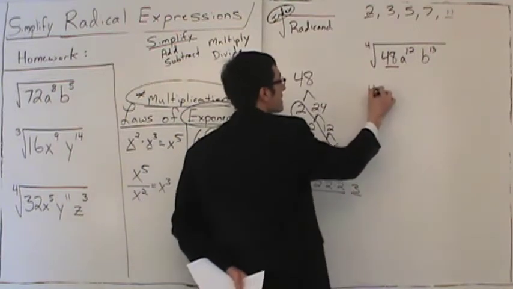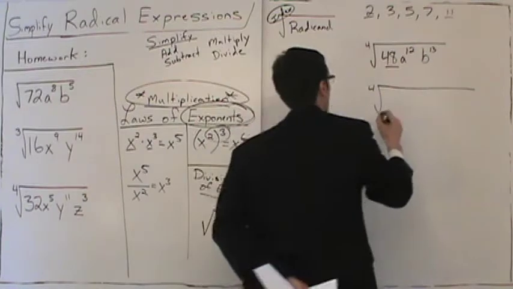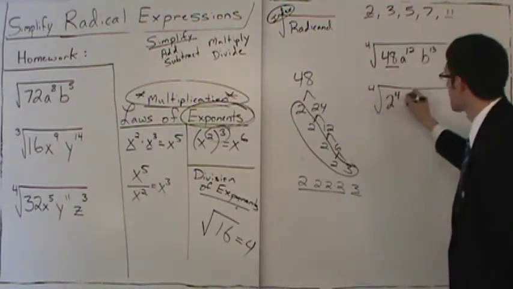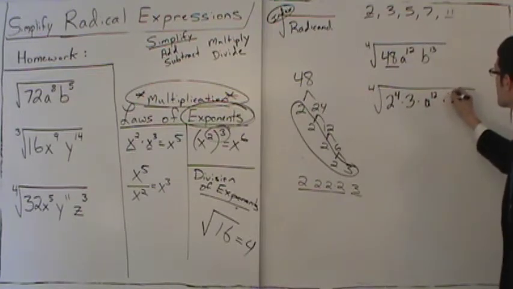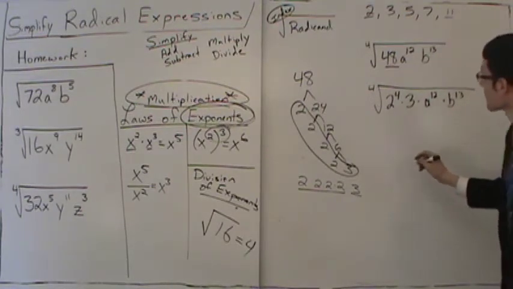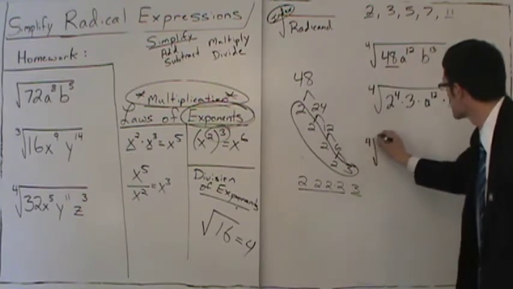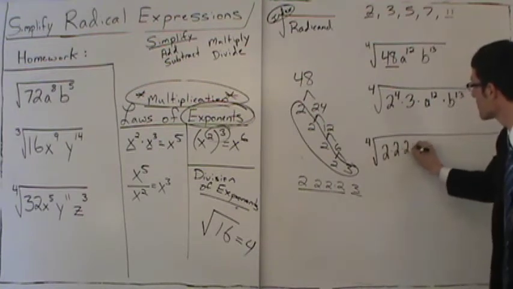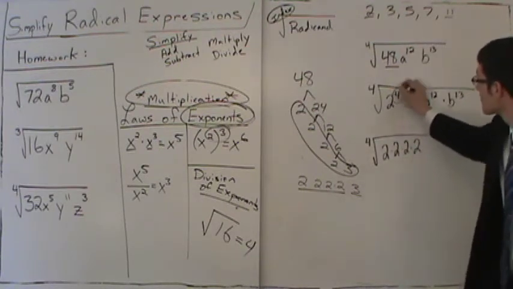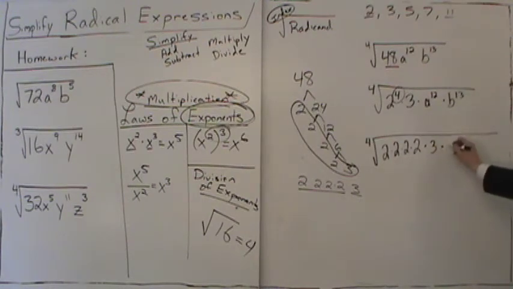We can rewrite this as the fourth root of 2 to the 4th times 3 times a to the 12th times b to the 13th. Now we're going to write this out. I told you for the first problem tonight, I want you to write this out. So we have the fourth root of how many 2's? Well, 1, 2, 3, 4 2's, because it's 2 to the 4th power. We have 1 3 and 12 a's.